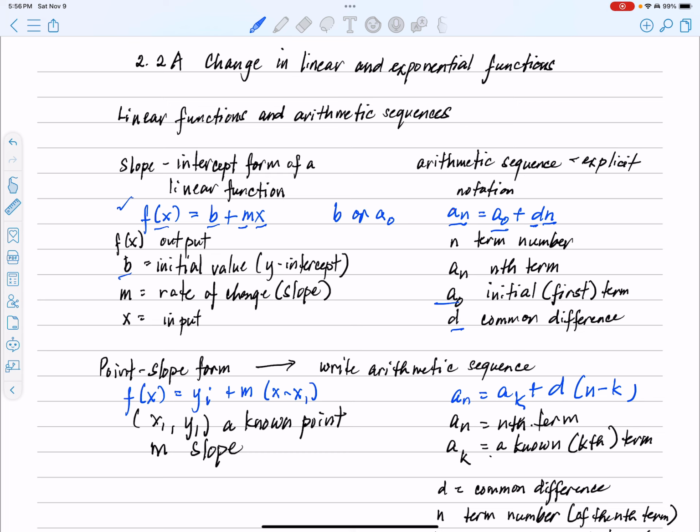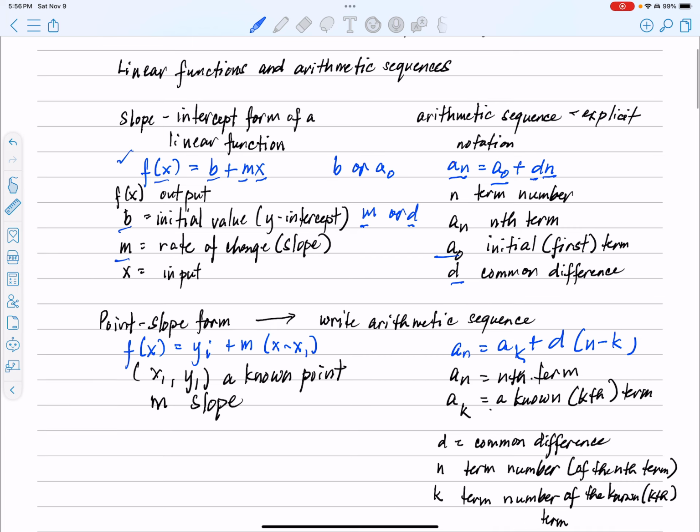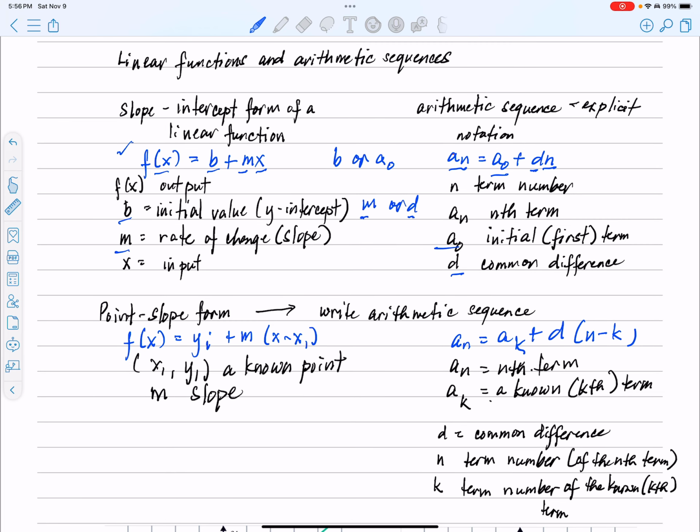While m is the rate of change in the slope-intercept form, the d is the common difference. Alright, that is where we can find the similarity. So if there is an initial value in the slope-intercept form, there is also an initial value in the arithmetic sequence. If there is a rate of change, which is the slope in the slope-intercept form, there is also a common difference in arithmetic sequence.